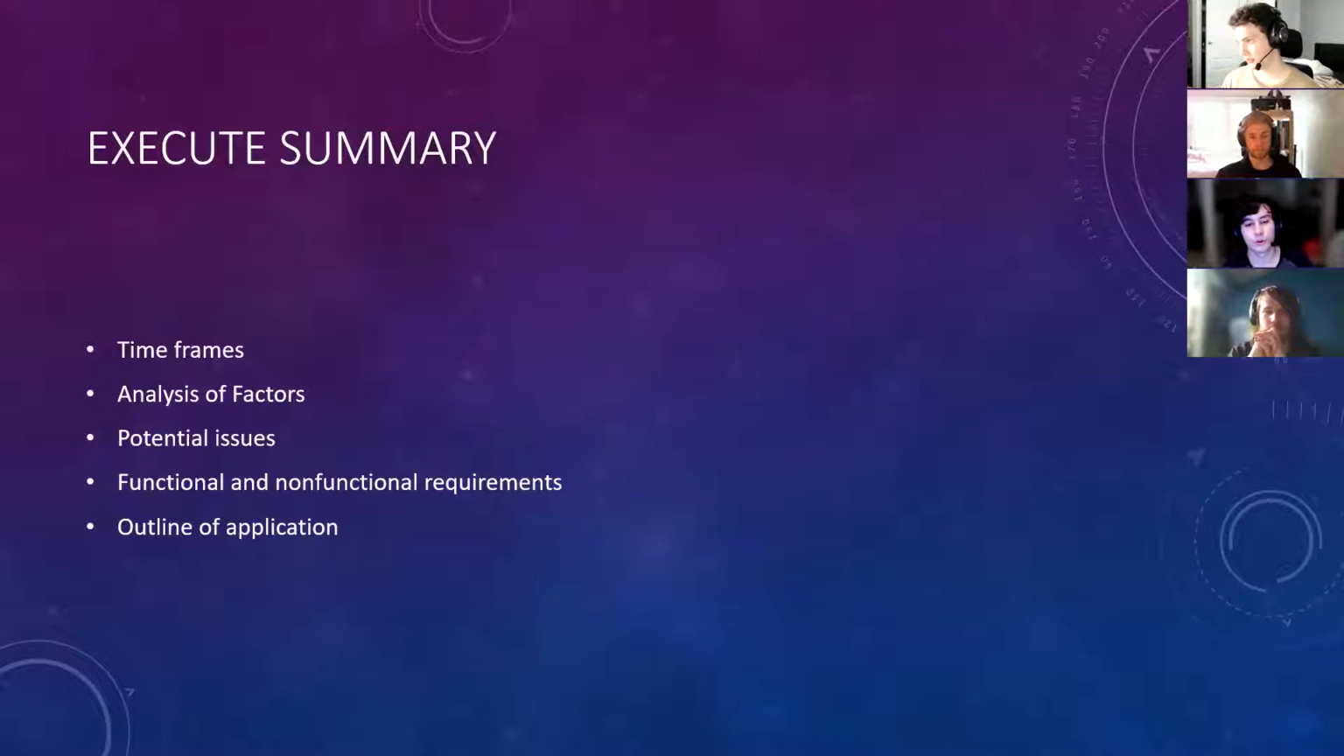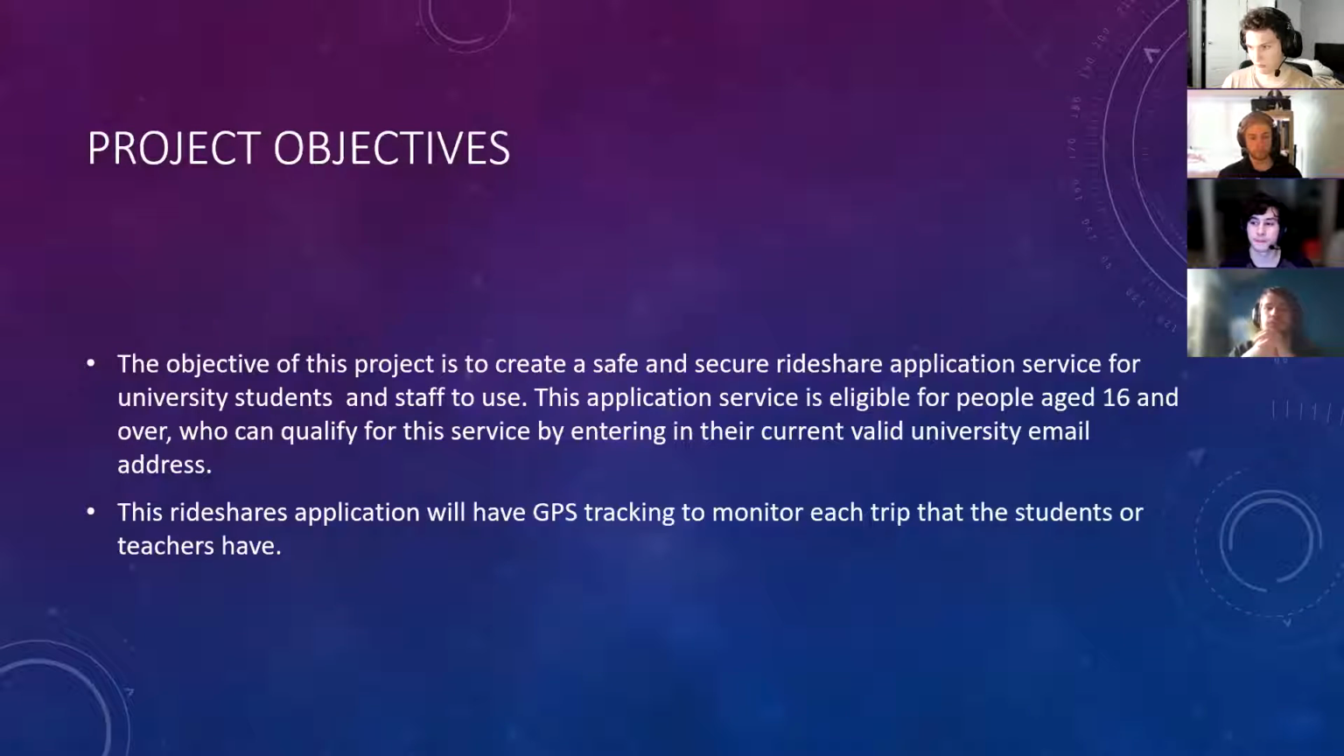So as a summary of our document today, we'll be talking about the timeframes, the analysis of factors that go into this application, the potential issues that may arise and what we're going to do about them, the functional and non-functional requirements of the application, and then we'll be talking about an outline of the application and what it is and how it's going to work.